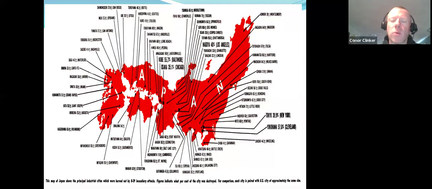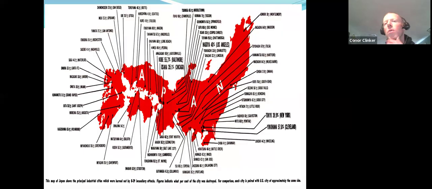The atomic bombs weren't an afterthought. In terms of the damage done to Japan by American air power, the nuclear bombs were a small minority of that damage.